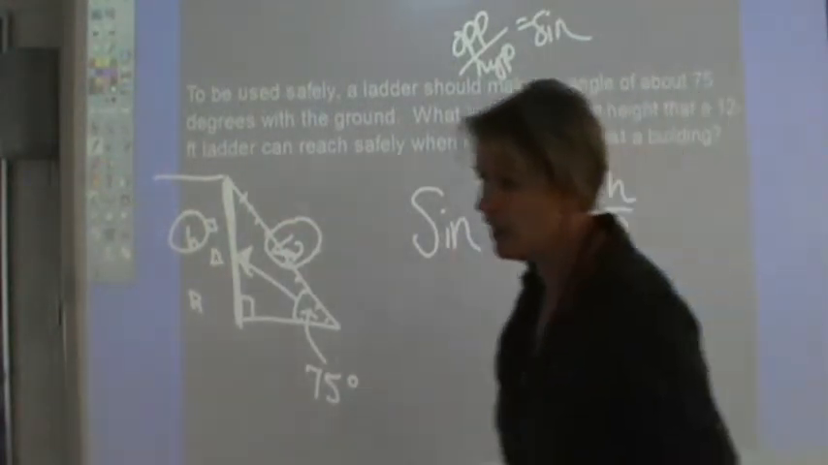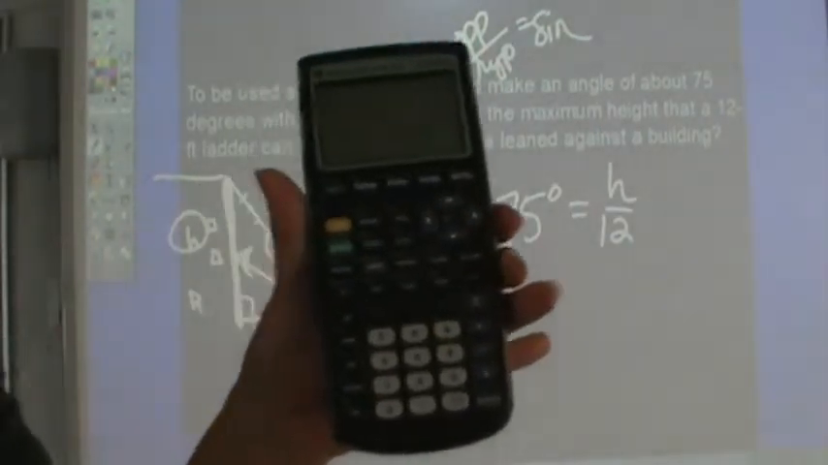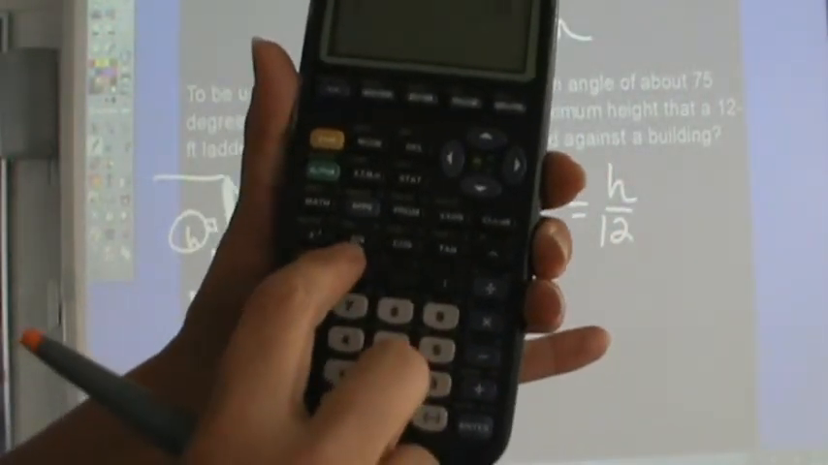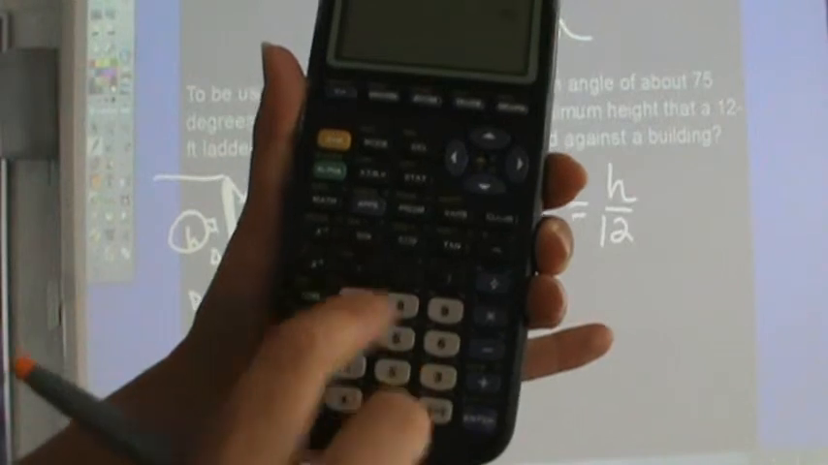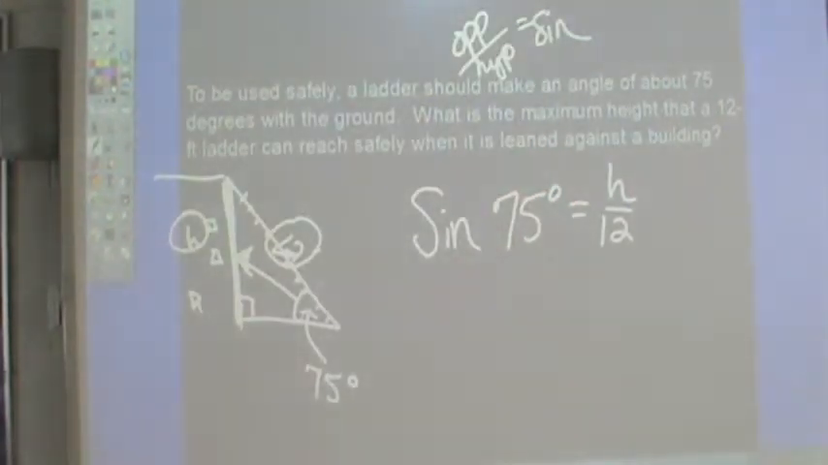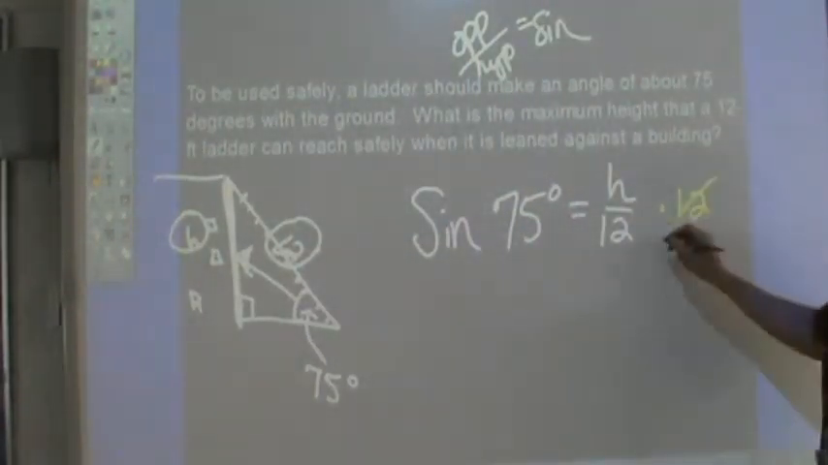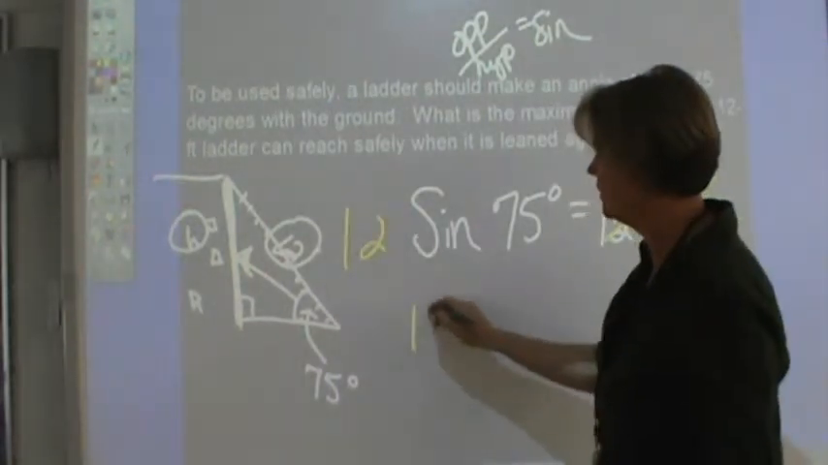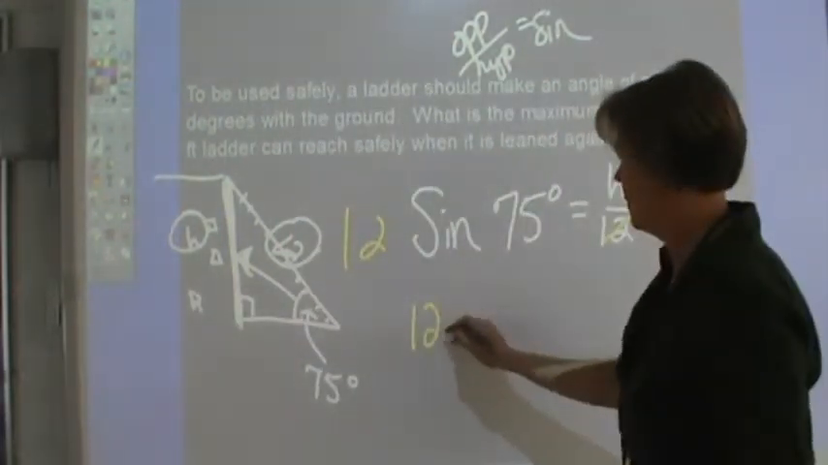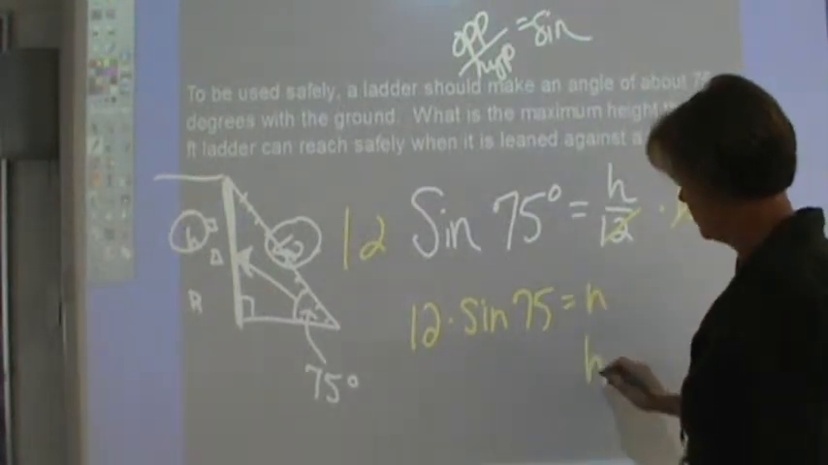Okay? Now you're going to need your calculator. There's a key on here that says sine and cosine. Those are the two buttons we're going to deal with. Okay? So if I take sine of 75 equals H over 12, well, if I want to solve that for H, I could multiply by 12. That's going to cancel that out. So in my calculator, I'm going to go 12 times sine 75. And that's going to get us our H.